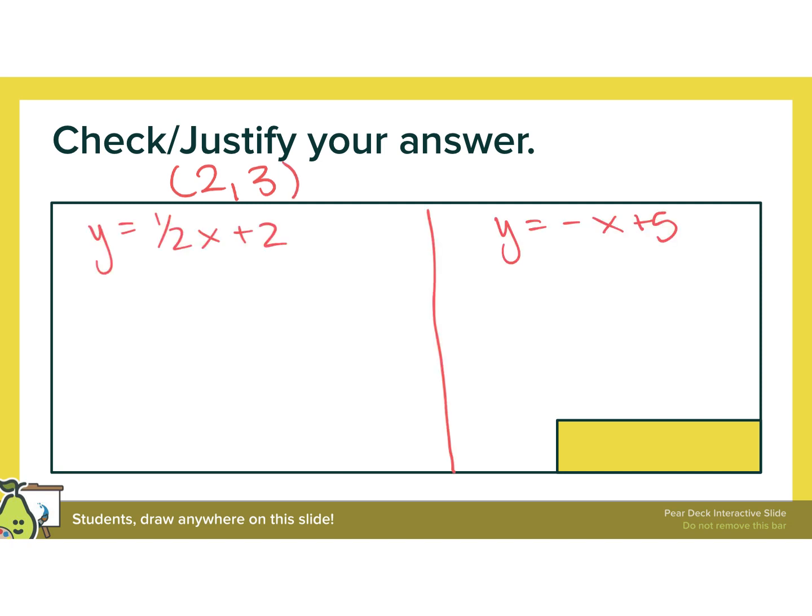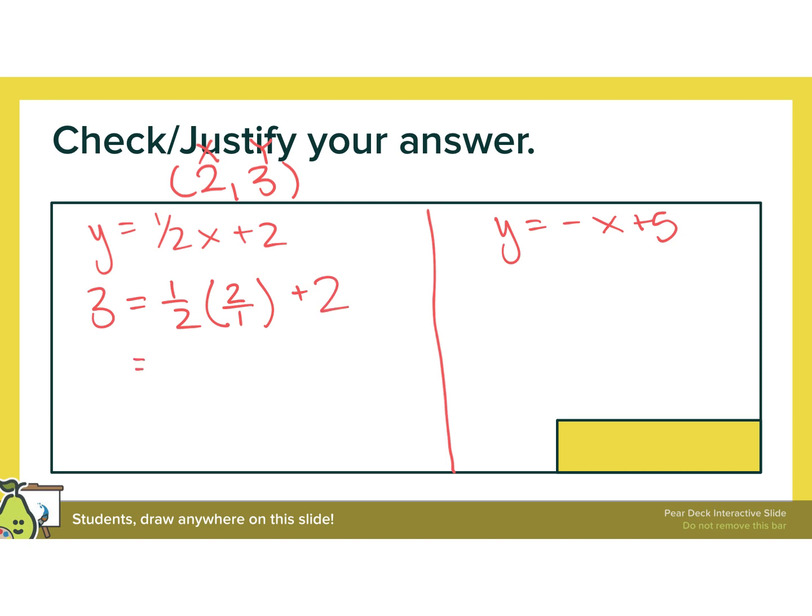Okay, so since there's a solution, we're going to check. We're going to plug in, remember, the first number is x, the second number is y. So in the first equation, instead of y, we put a 3 in its place. We write the 1/2, and then the parentheses. We're going to put the x. It's 2. I'm going to write it as a fraction since I'm multiplying by a fraction. And then I add 2.